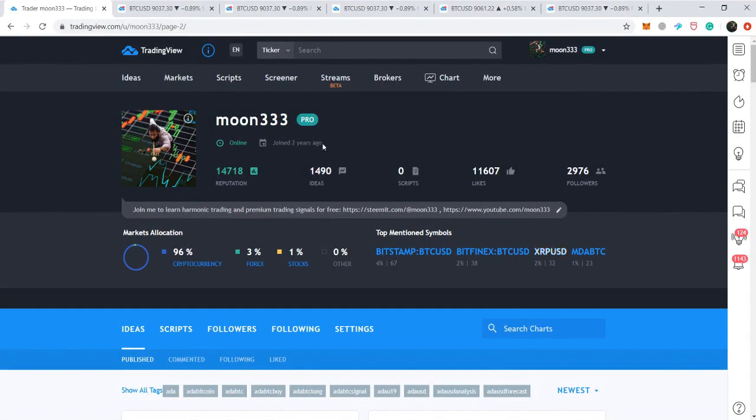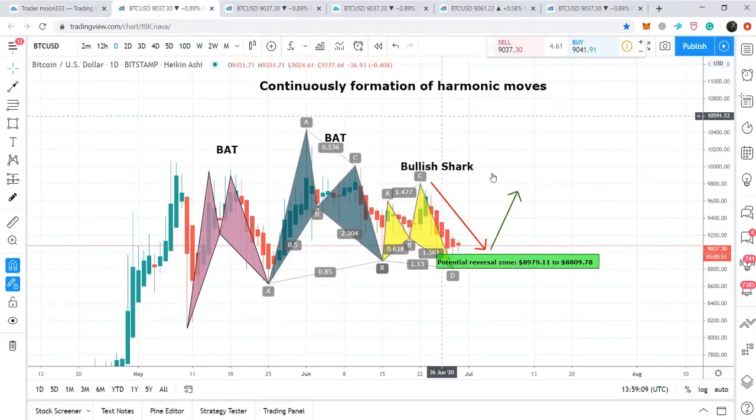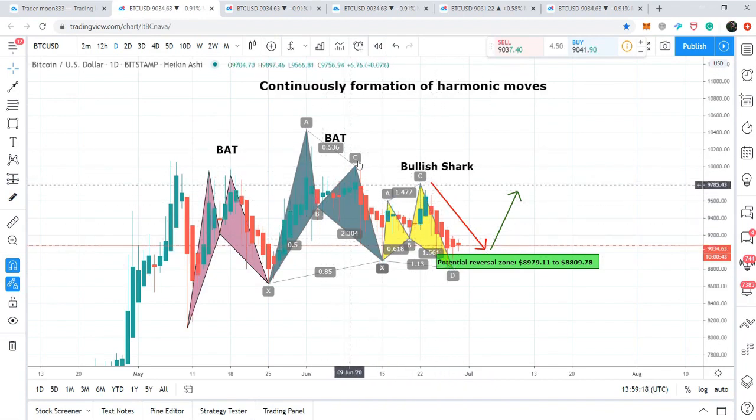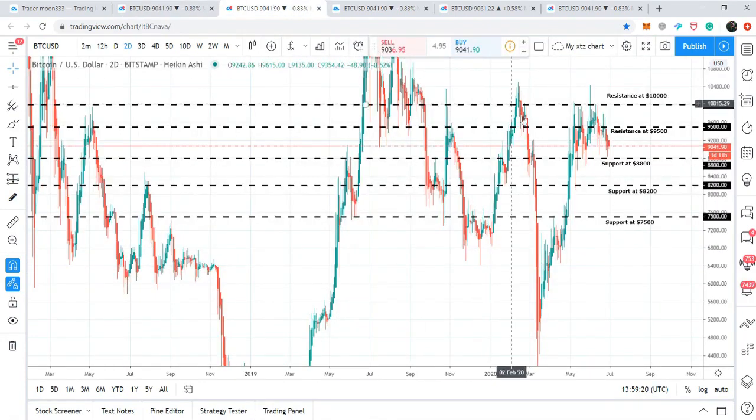In today's video, we will try to understand, after the completion of this bullish Shark pattern, what the price action can do next. In my previous video, I told you that the price action has completed a bullish Shark pattern after the Bat pattern. And we will also watch the different support and resistance levels on the daily chart.